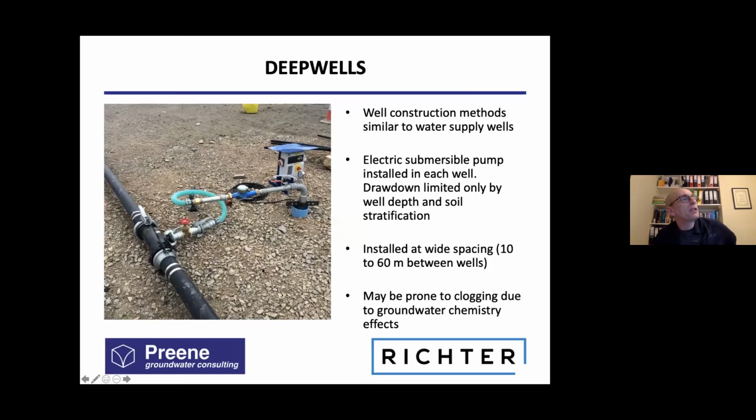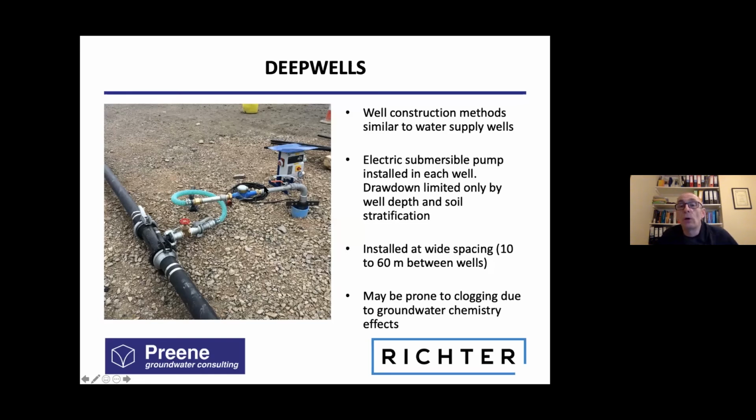This is an example of a smaller scale deep well system. Here's the top of the well. The pump is out of sight. The water is brought to the surface by a rising main. There's a flow meter, control valve, and control system there. So it's actually very simple and easy to understand.